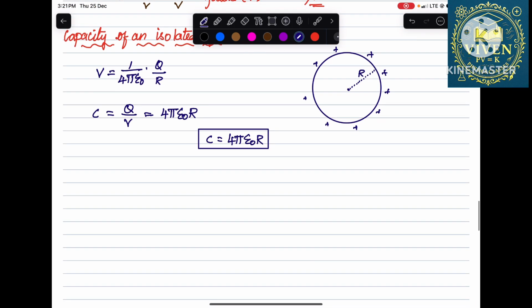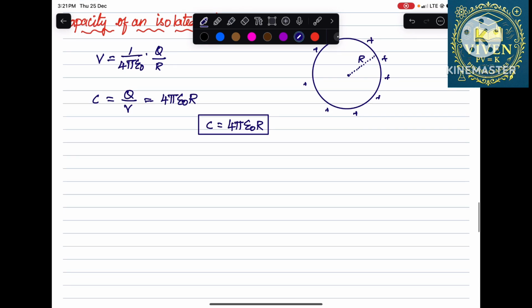It depends on dimensions and the nature of the medium, as we already proved, and it is independent of charge. Thus C equals 4 pi epsilon naught R, with no traces of charge or potential.